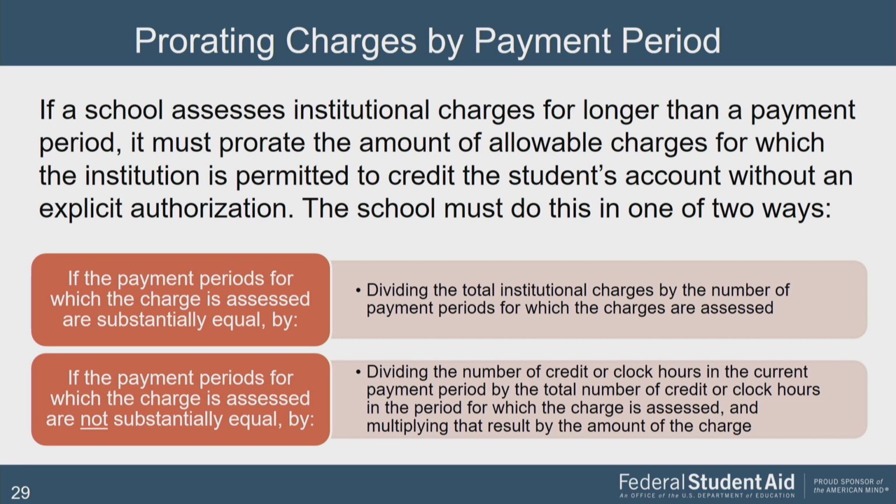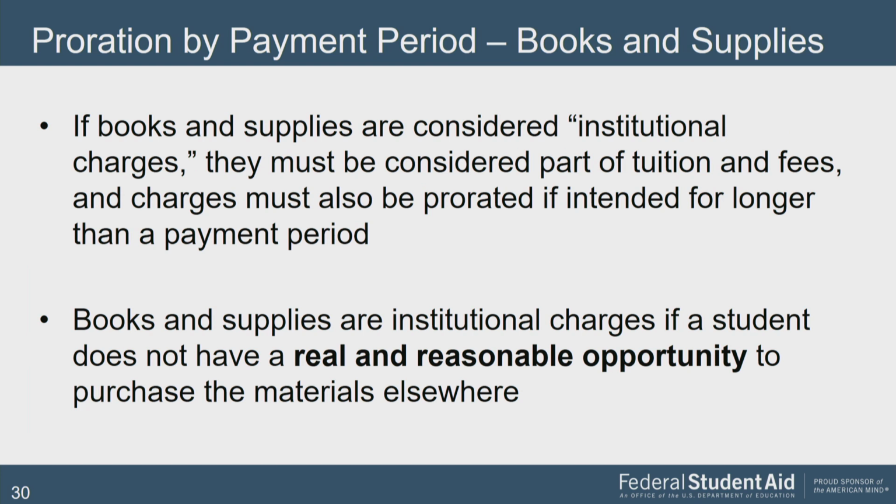So if you're charging up front for the entire program, then you're looking at dividing those charges over the total number of payment periods in the entire program, if they're equal. If the payment periods for which the charge is assessed are not substantially equal, you would do it by dividing the number of credit or clock hours in the current payment period by the total number of credit or clock hours in the period for which charges are assessed, and multiplying that result by the amount of the charge. So you actually do an unequal proration if those payment periods are not equal.